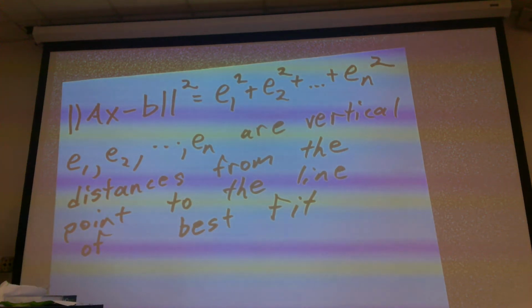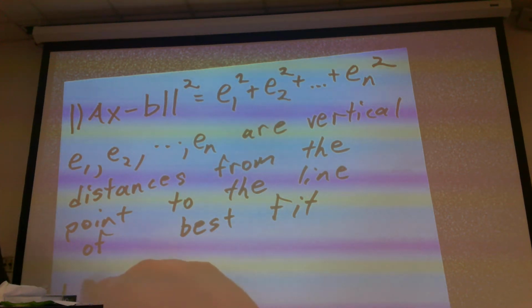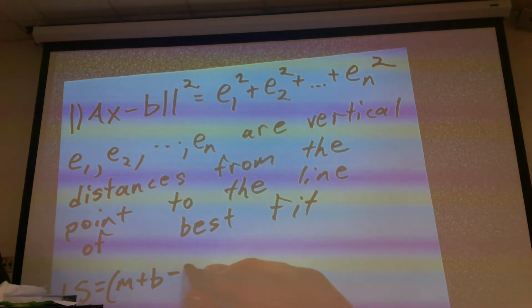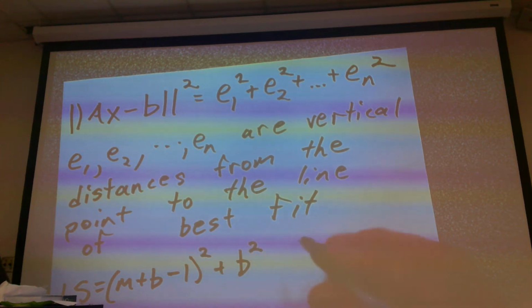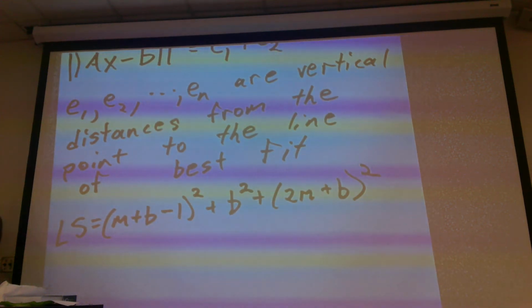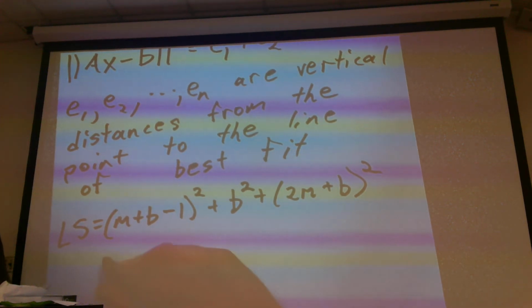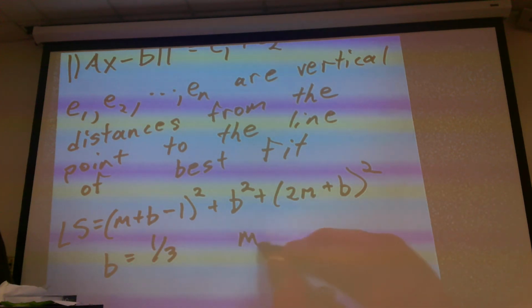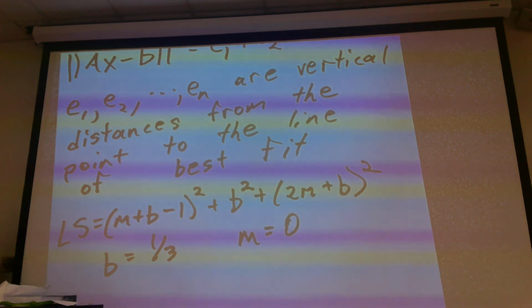Okay. So if we look at the last problem that we were doing, our least squares was m plus b minus 1, now squared, now plus b squared plus 2m plus b squared. This was the previous problem that we just did. Remember that we got b to equal 1/3 and m to equal 0. Okay?